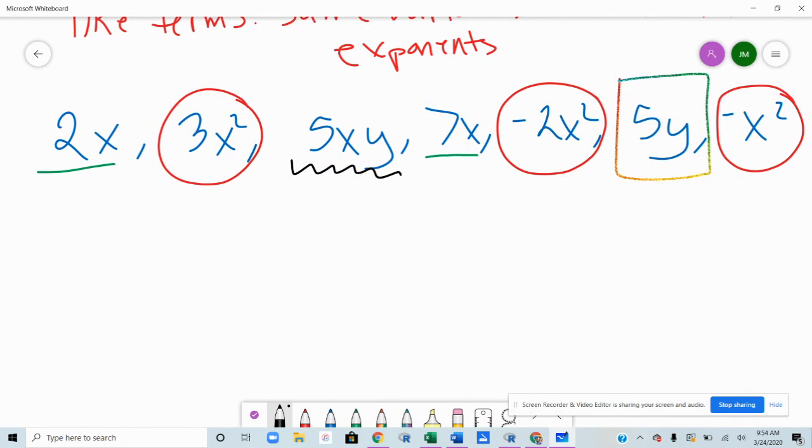So let's do an example where we're going to simplify an expression, and all we're going to do is worry about combining like terms.